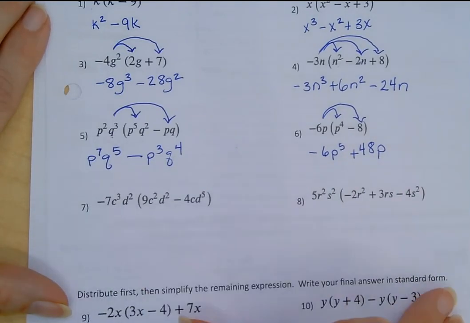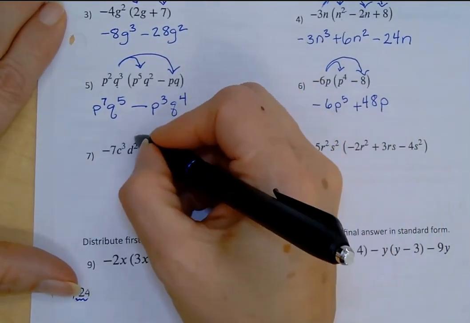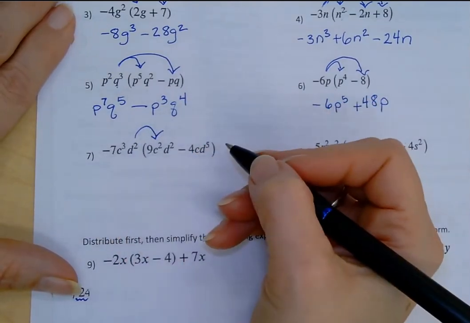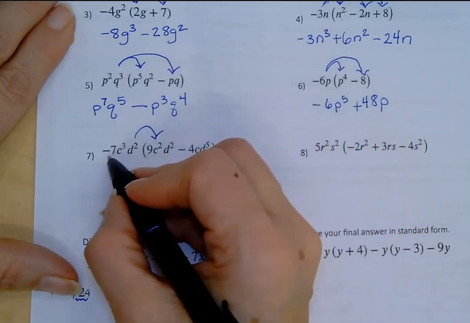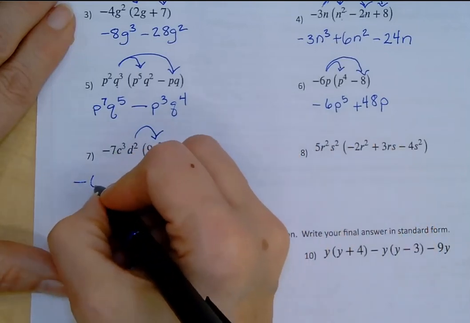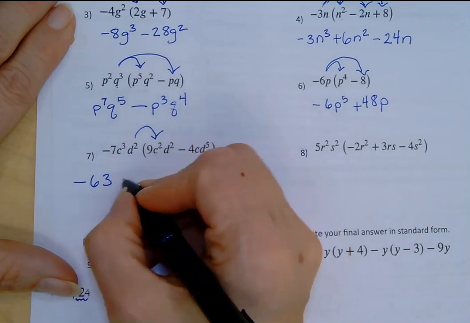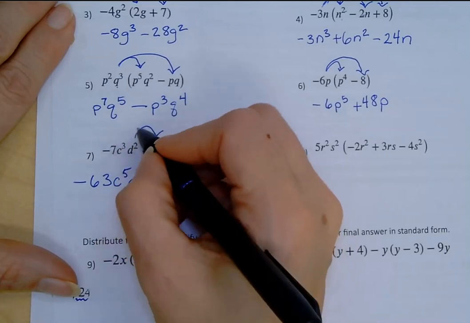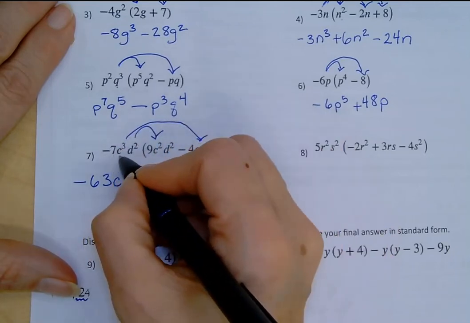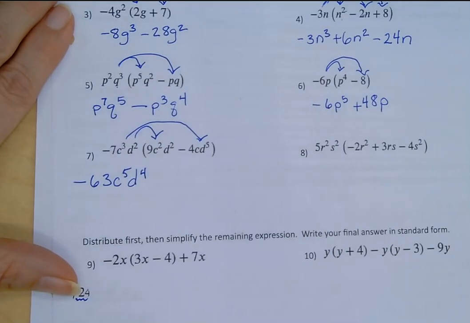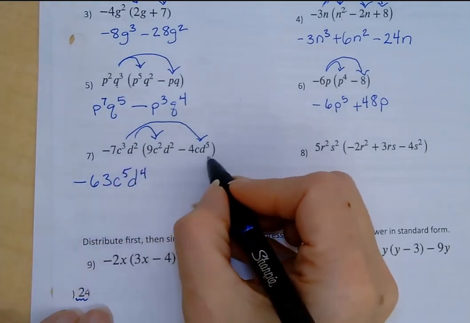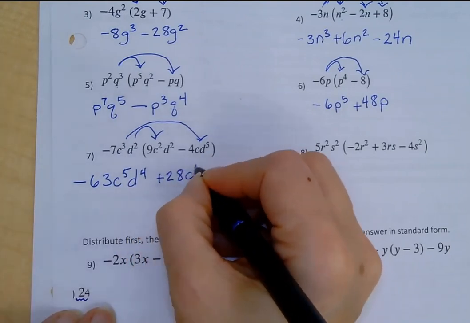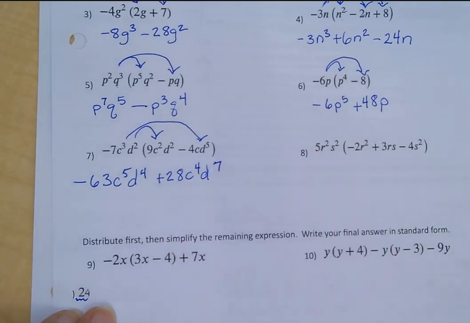All right, so it's just a matter of trying to be methodical and keep track. We have numbers that we can multiply together for sure, and if we have the same exact variable, we can keep the base and add the exponents. So I'm going to say -7 times 9 is -63. C cubed times c squared is c to the 5th. D squared times d squared is d to the 4th. Now I have -7c cubed d squared. And I'm going to multiply it times -4 cd to the 5th. I get 28 c to the 4th d to the 7th.